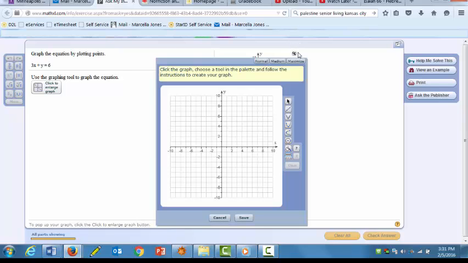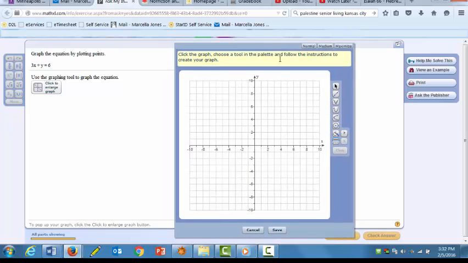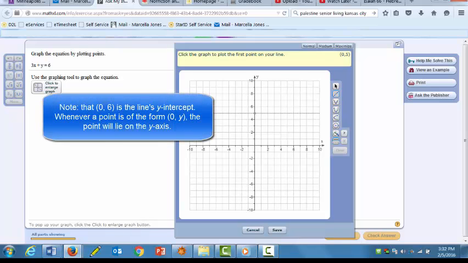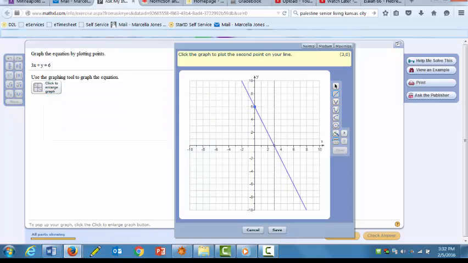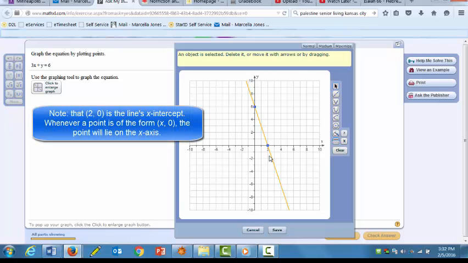So when we go to work this problem, notice that when I open the graph, I'm going to make it bigger. I'll say medium. I choose the line tool, and then I'm going to plot my 2 points. So remember, when x was 0, y was 6. Notice that's a y-intercept. So I have 1 point on the graph. When y was 0, x was 2. That's my second point on the graph. The line is determined when you plot 2 points.